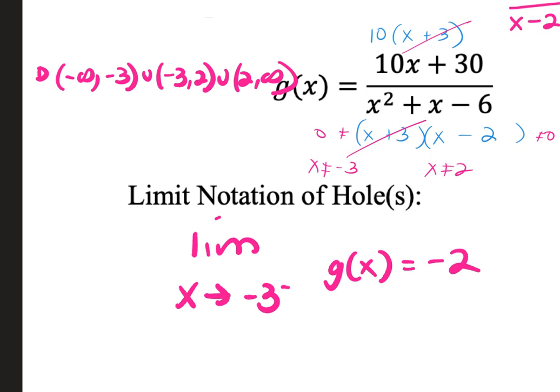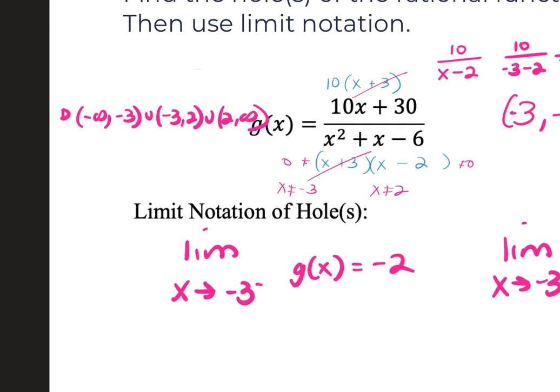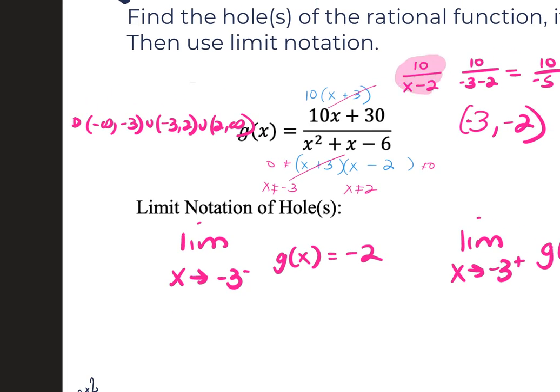So you do the domain. Always the domain first. Factor, domain, hole. Then once you simplify, everything else is going to be based off of this function: 10 over x minus 2.